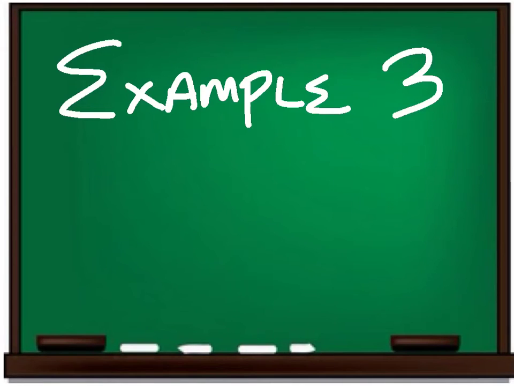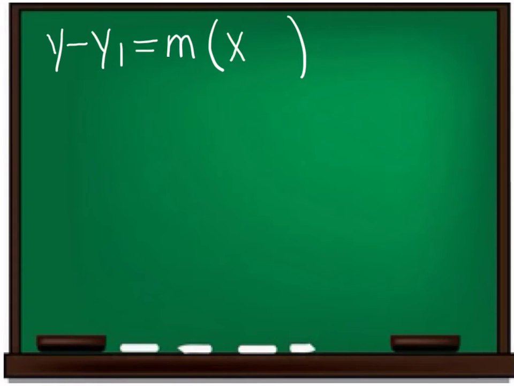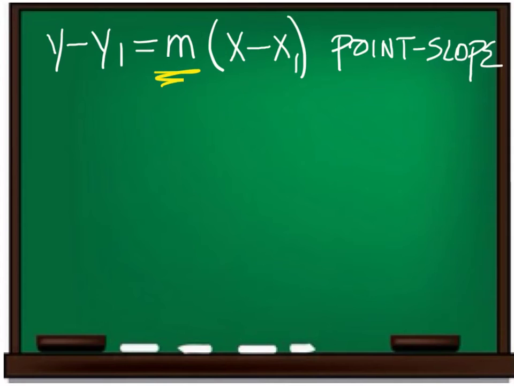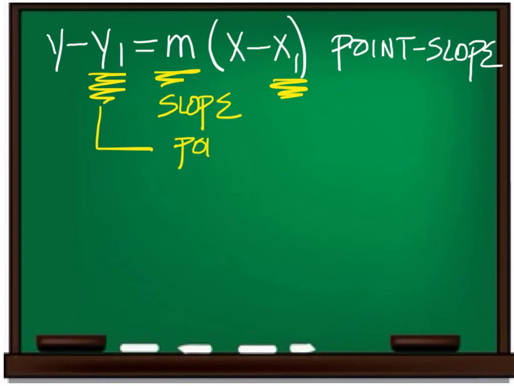Here's example 3. On example 3, you have to do the point slope form, which is y minus y1 equals m times the quantity x minus x1. This is point slope. This is the slope, m. And y1 and x1 create a point.